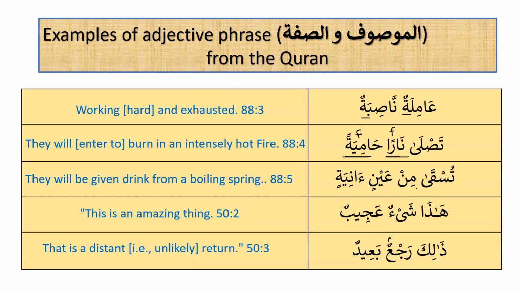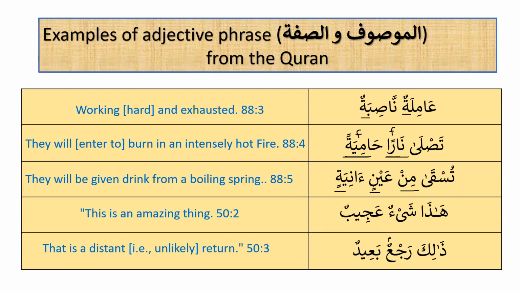Then we have tusqa min aynin aniyatin. Now we can see that aynin is majroor and aniyatin is also majroor. Why are they majroor? Because of harf jar min. So subhanallah, in 3 verses of the Quran, we have three examples. Amilatun nasibatun is marfu, naran hamiyatan is mansub, and aynin aniyatin is majroor.